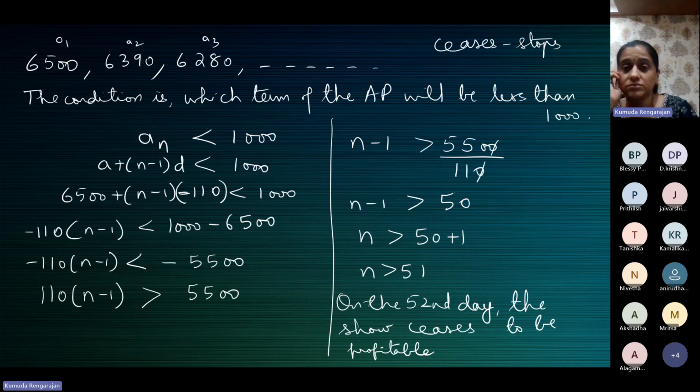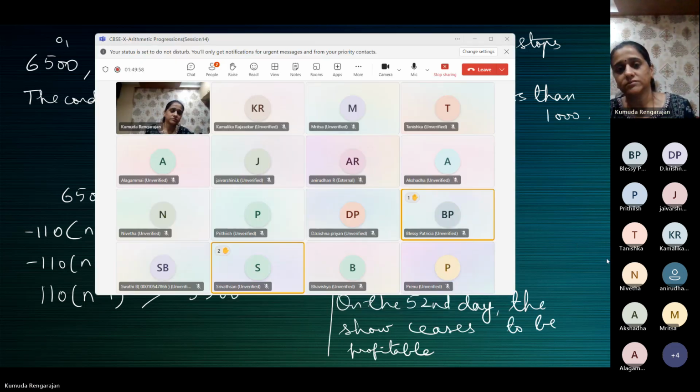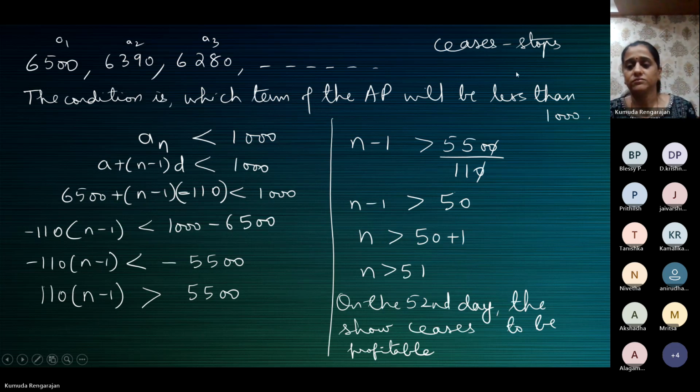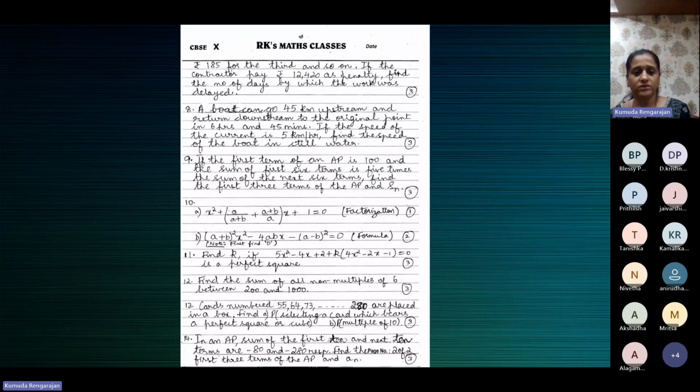Was that okay, children? Any questions? No, ma'am. Okay. Aniruddhan, are you there? Yes, ma'am. Okay. Now I want you to try the ninth one. Please work the ninth one and the 14th one.